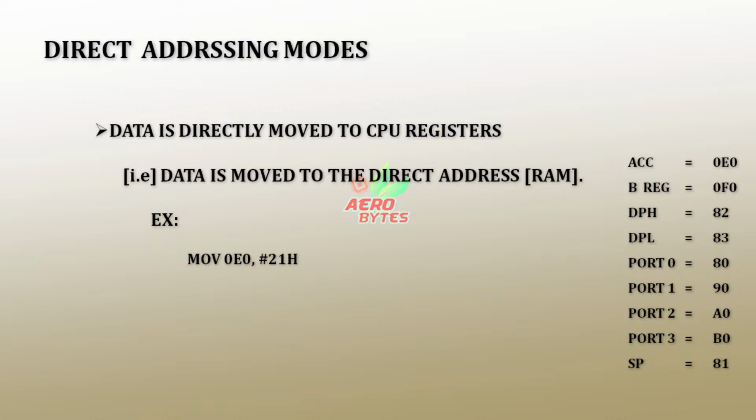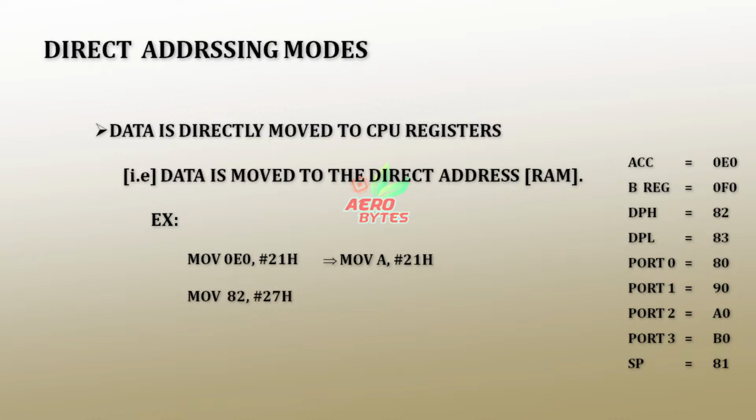See, I will give some examples like MOV E0, #21. What does it mean? E0 is the accumulator RAM address. It can be written in the normal immediate form like this: MOV A, #21. Both instructions are the same, but one is written in direct addressing mode.